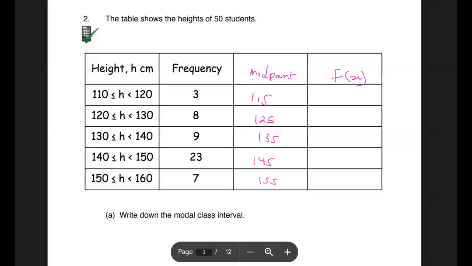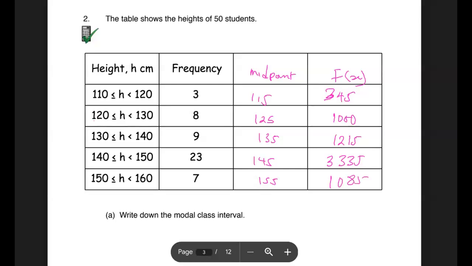So you multiply them together. 3 times 155 is 465. That gives you 1,000. That gives you 1,215. That gives you 3,335. That gives you 1,085.